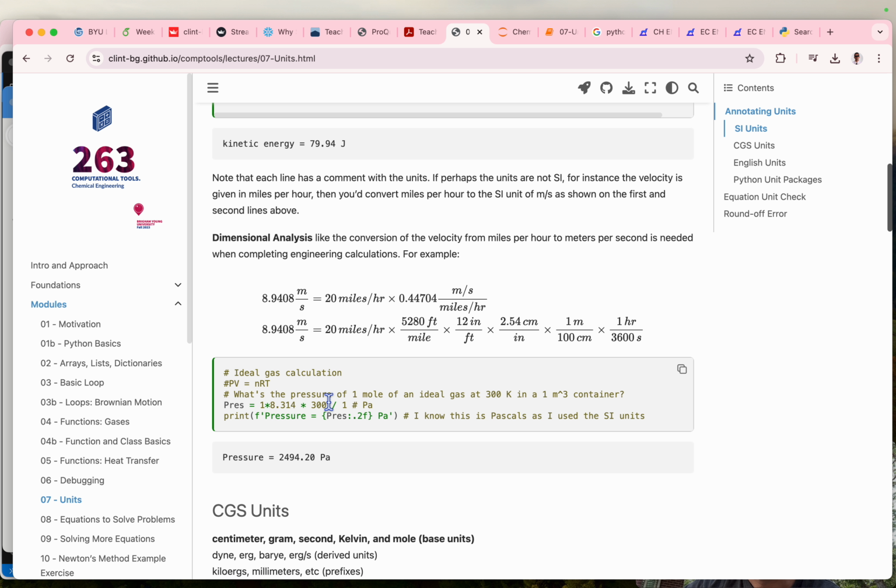For pressure, like the ideal gas equation here, we have PV equals nRT, so 1 mole, the gas constant, it's not necessarily ideal, but the gas constant, the temperature in Kelvin, and my volume. Those are all in SI units, so because of that, I get pressure in pascals.